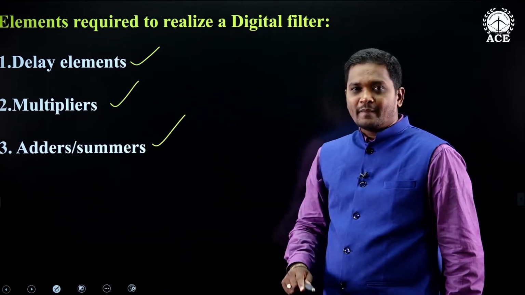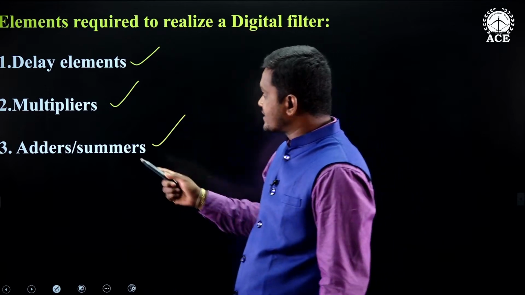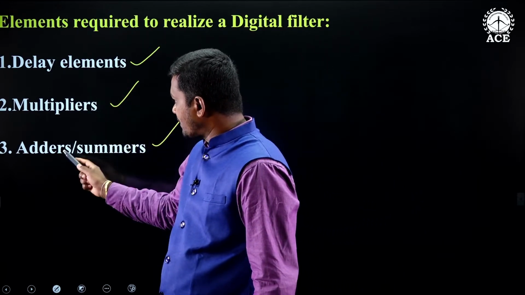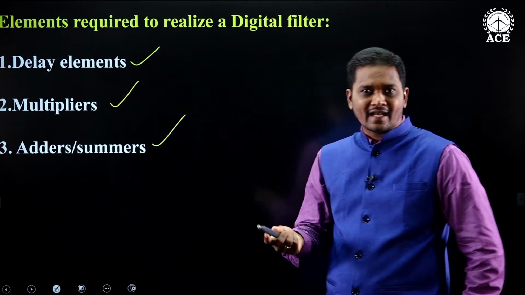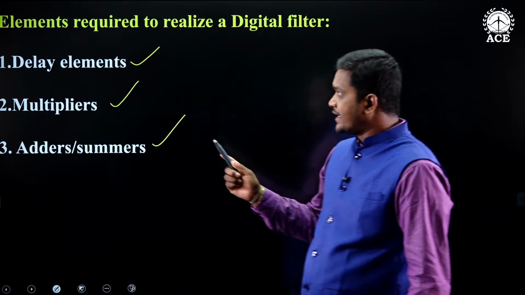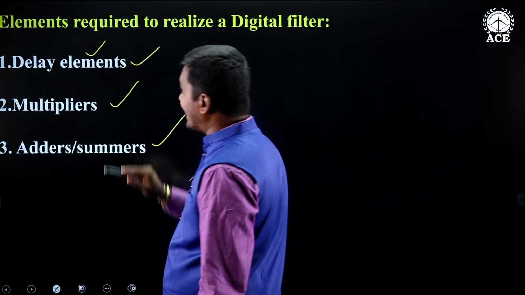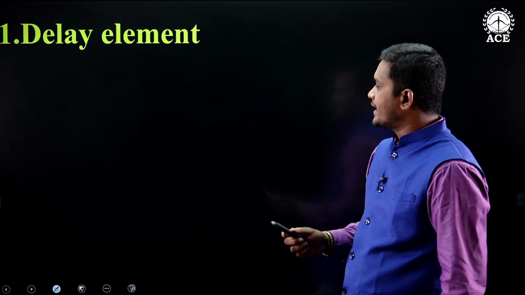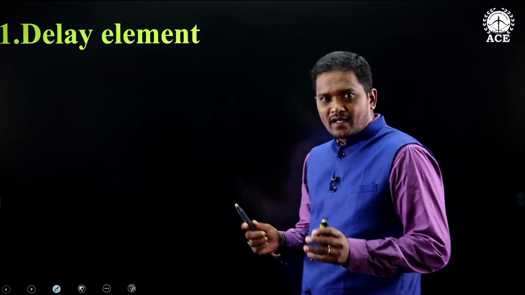These are the three elements required for realizing a digital filter: delay element, multiplier, adder or summer. First of all, let us see what is the operation of the delay element. See here, delay element.